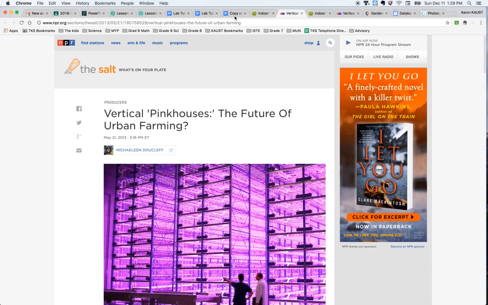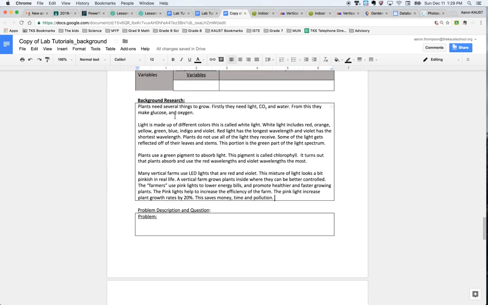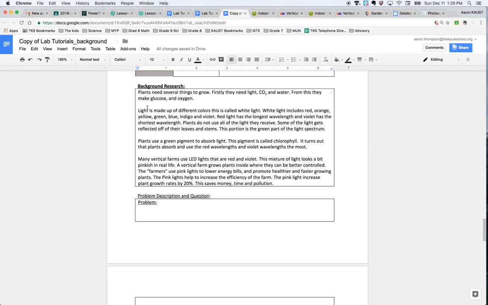Okay, so now that I have that information and I've done a little research that's going to take me in the right direction, what I'm going to do is start writing my background research. So this is an example of what I've done. I basically said plants need several things to grow. Firstly, they need light, CO2, and water. From this, they make glucose and oxygen. So basically, I'm describing photosynthesis here. I'm also connecting it to wavelengths. So light is made up of different wavelengths. This is called white light. White light includes red, orange, green, blue, indigo, and violet. Red light is the longest wavelength, and violet light is the shortest wavelength.